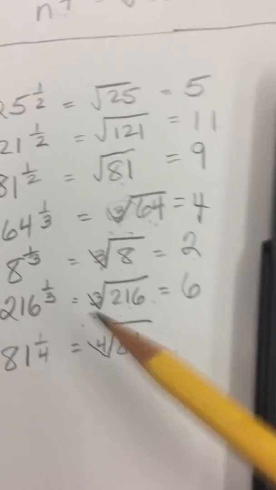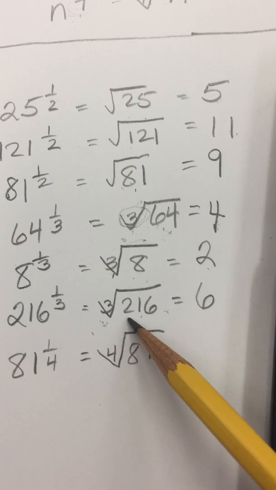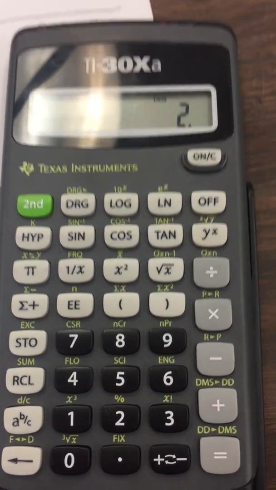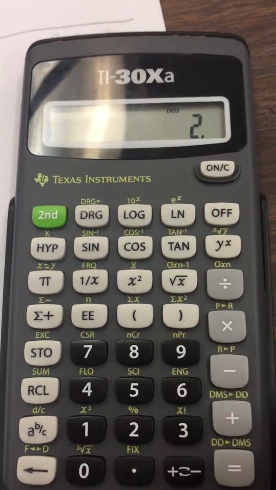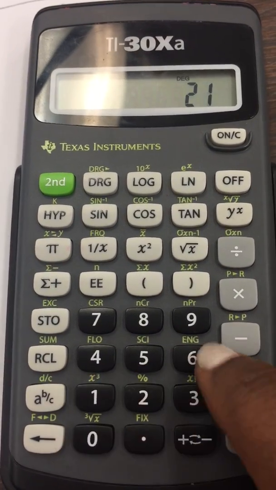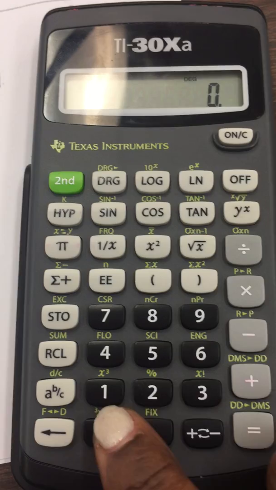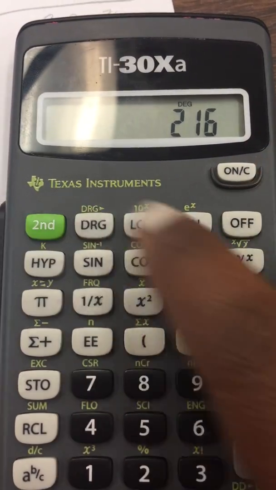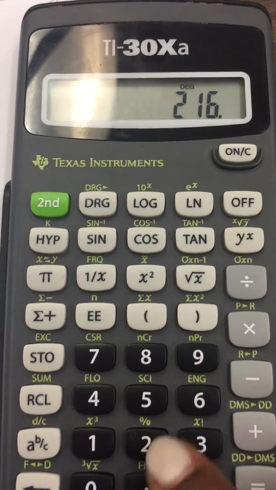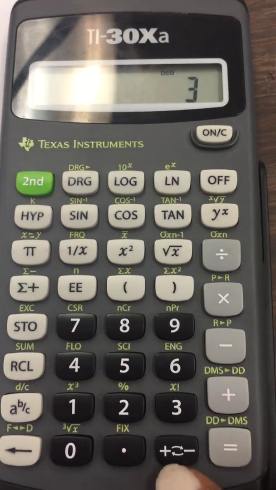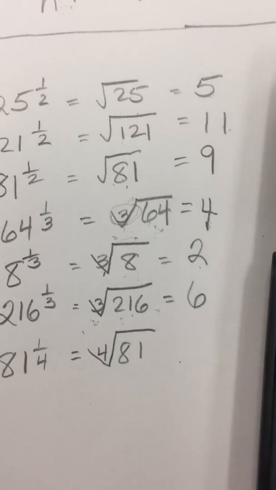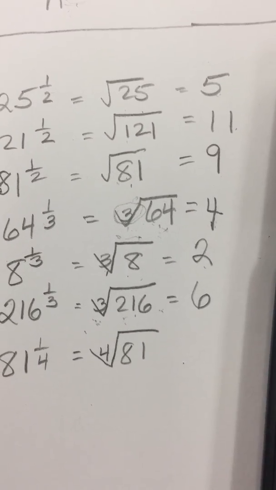Now we want the cube root of 216. So we're going to go back to our calculator, hit clear. We're going to say 216. We want the cube root, so we're going to hit 3, and then we're going to hit enter. And the cube root of 216, like we already have, is 6.